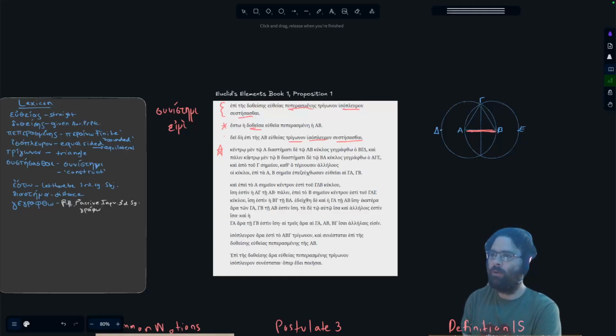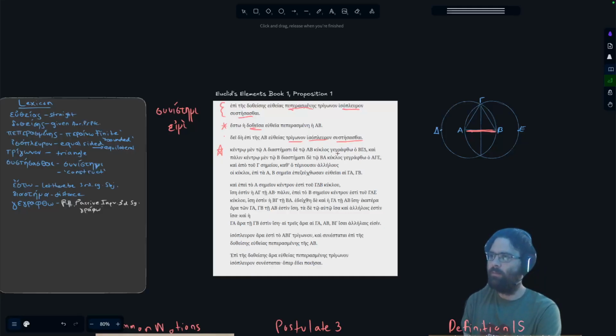So this part of the proof is saying, on the one hand, in the center alpha, at a distance alpha beta, the circle, let it have been written, beta gamma delta. So this is the literal translation from the Greek word order.